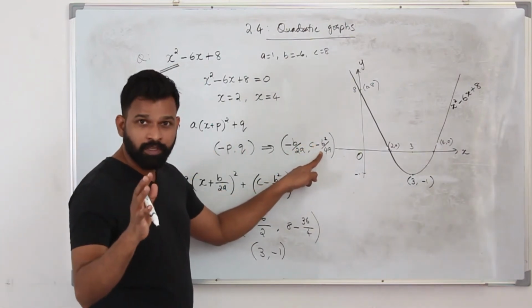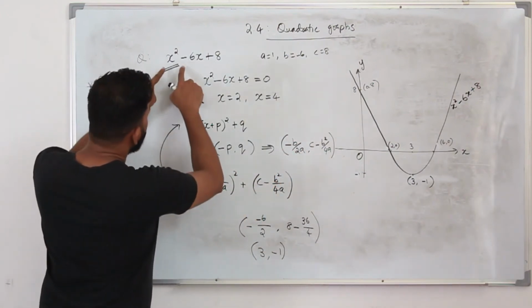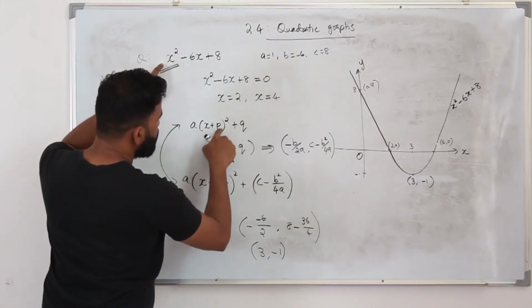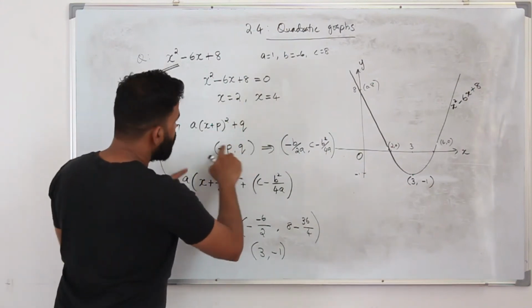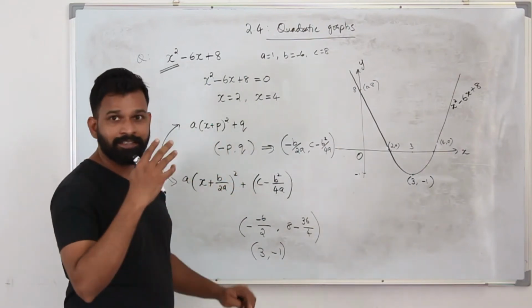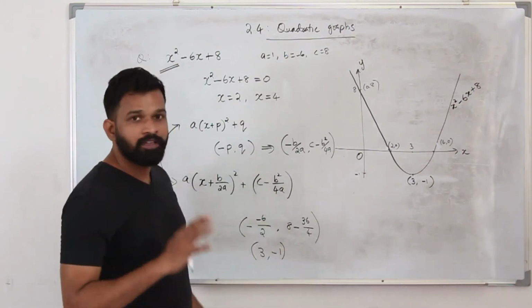If you don't want to do that, that's completely fine. Convert this function to this form: a into x plus p the whole squared plus q. Then minus p comma q is the turning point. It can be either maximum or minimum. So these are all the things you need to do.